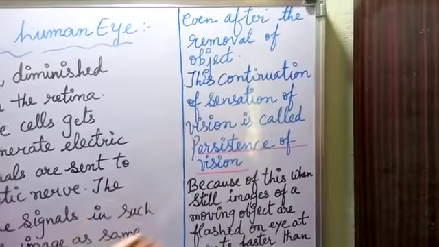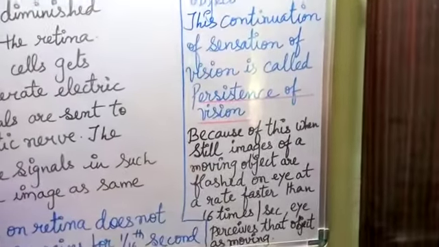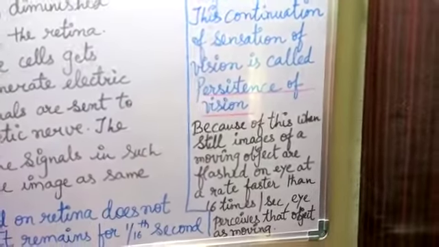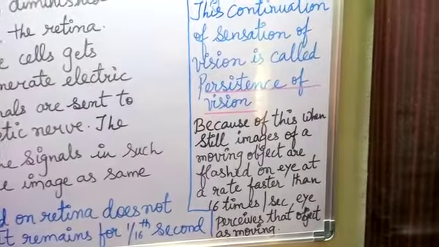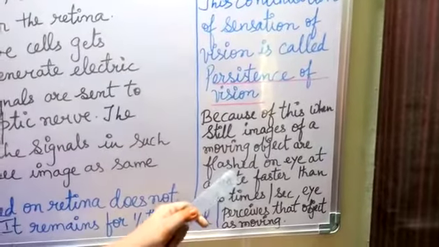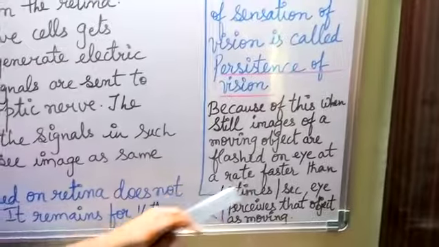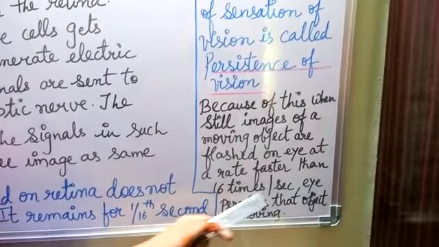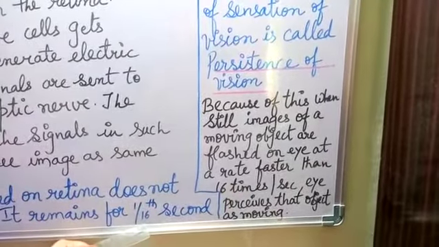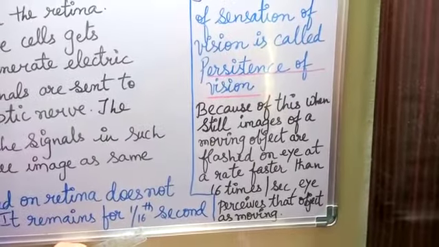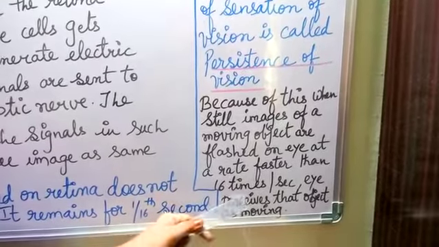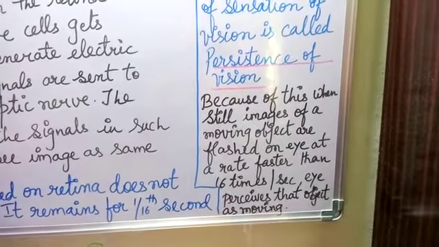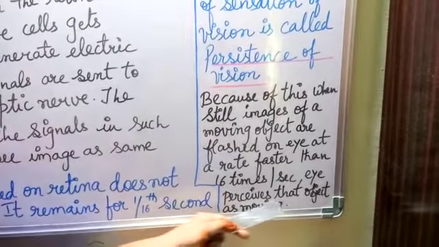Because of this persistence of vision, when still images, still meaning like a photo, at rest, of a moving object are flashed on the eye at a rate faster than 16 times per second, since the image stays on the retina for 1/16th of a second, our eye will perceive the object as moving. I think you are clear.